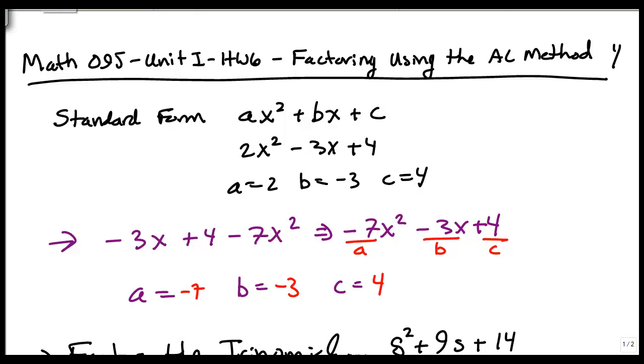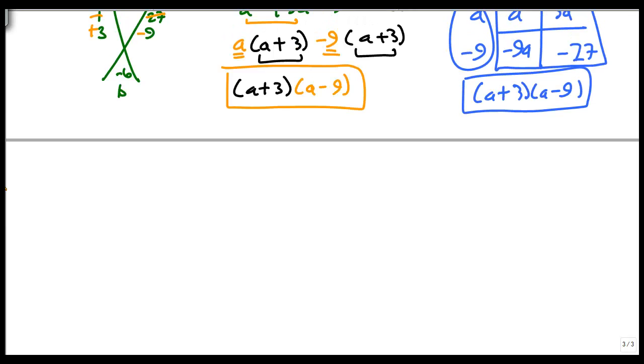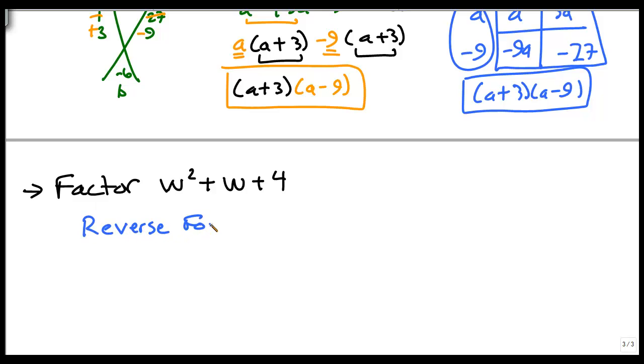Now for this example, let's add a page here. For this example, let's try to factor w squared plus w plus 4. Oh dear. Okay, so let's try reverse FOIL. When I get started with reverse FOIL, I start setting up with my parentheses. I need two values multiplied together that give me w squared. I think that w and w would work.